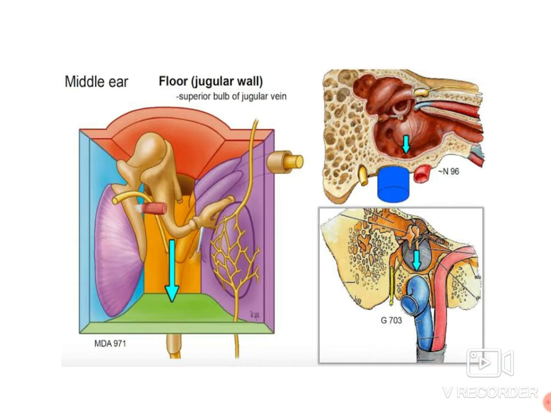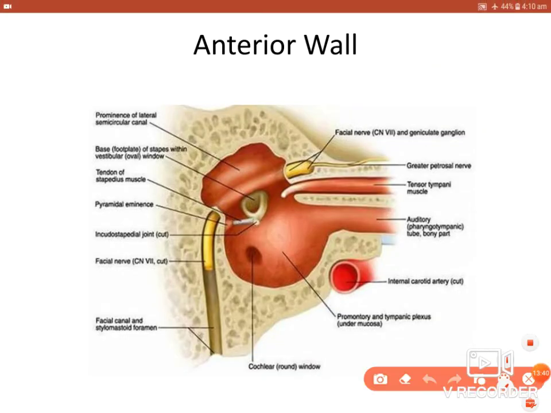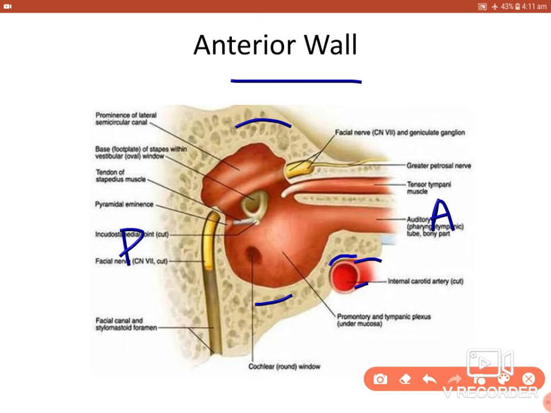Okay. Then comes the anterior wall. Here is the anterior wall. See, this is the anterior aspect. This is the posterior wall, here this is the roof, and here this is the floor. So the anterior wall is related to one artery, the internal carotid artery, which is in the carotid canal. The internal carotid artery enters the middle cranial fossa through the carotid canal.